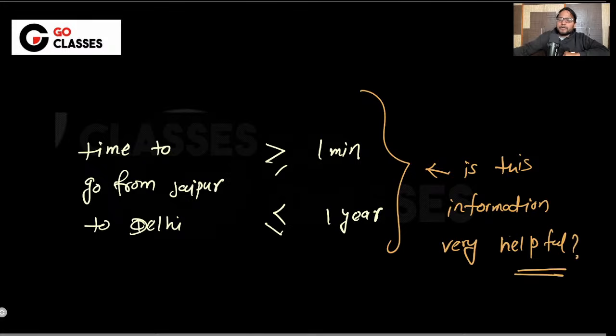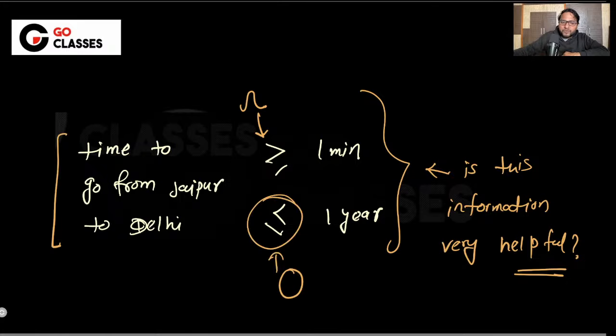So not much, right? Obviously not much. That is why we have one more notation, which is theta notation, which will tell me what is exact. What is the exact time? Here, if I'm saying greater than or equal to, then I'm using big omega notation. Here I'm using big O notation, right?